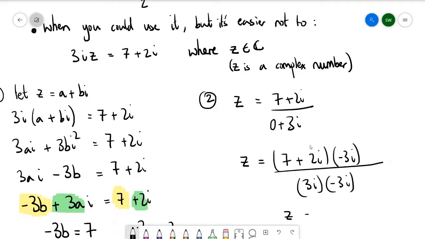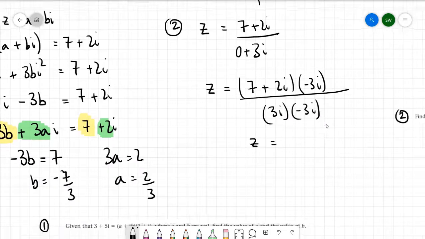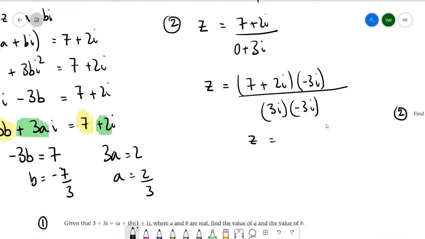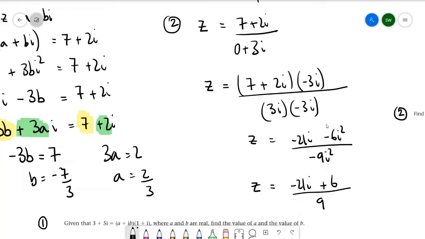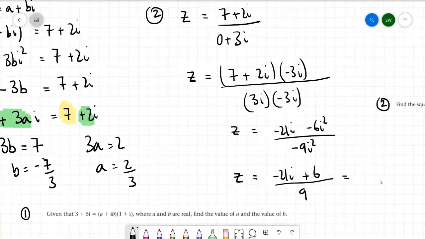then straight away we're going to find out what z is. On the top we'd have minus 21i, and then we'd have minus 6i squared, all over minus 9i squared. So to get z equals minus 21i, i squared is minus 1, so we've got plus 6, over i squared is minus 1 times minus 9, which is 9. So we could write that in this form.